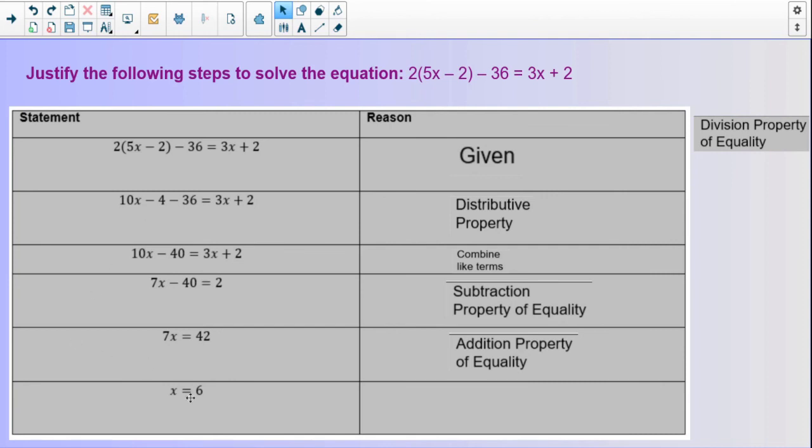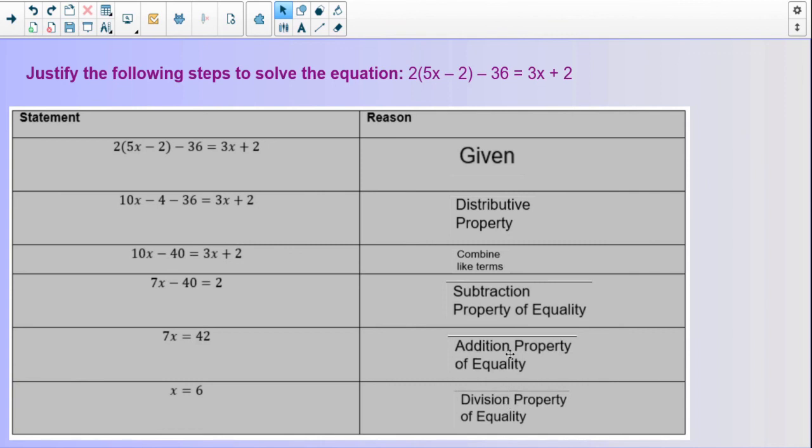And the last step, I'm again looking back at what happened from the previous statement to the last statement. This was a 7x, so to get rid of that 7, we just divided both sides by 7. That is called the division property of equality. All right, so that's basically it. With examining our reasoning, we're just looking at what's the difference between these two steps, these two statements, and seeing if you can analyze and tell what happened.